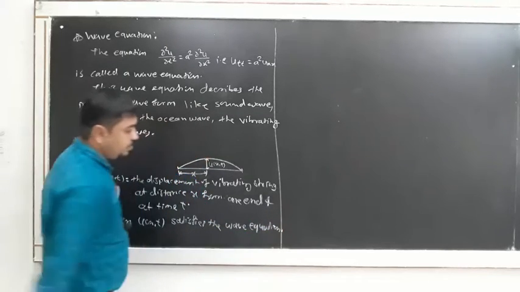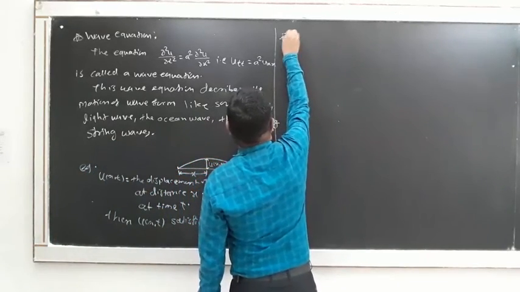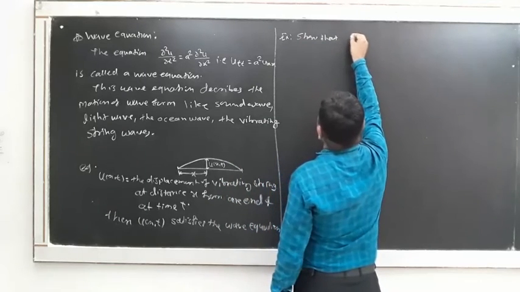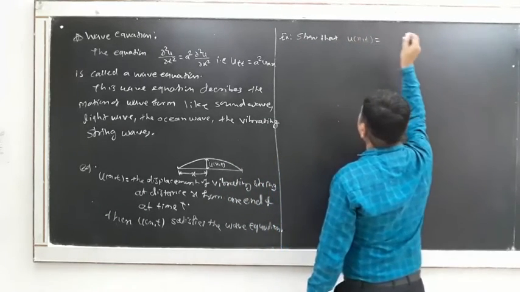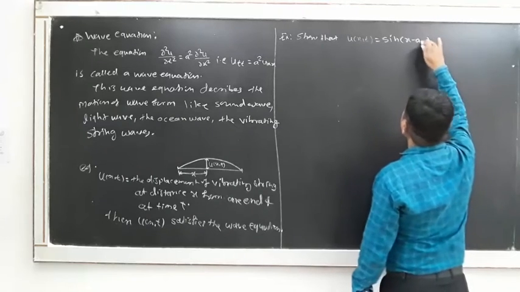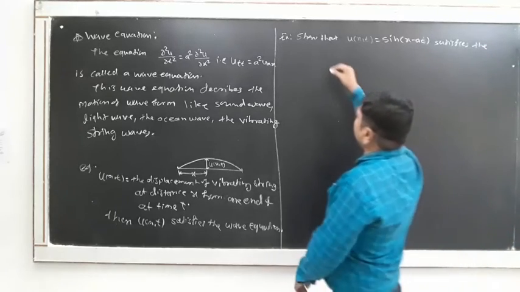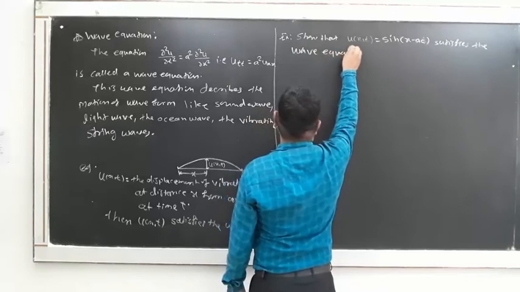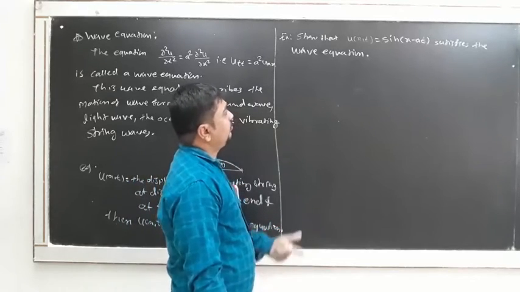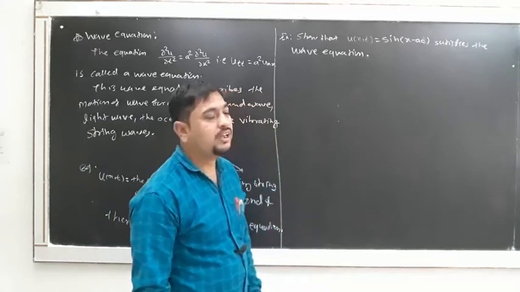Okay. So we will take one example on this. Example: show that u of x,t is equal to sin(x − at) satisfies the wave equation. So verify that u of x,t is equal to sin(x − at) is the solution of the wave equation. It may be asked like this.